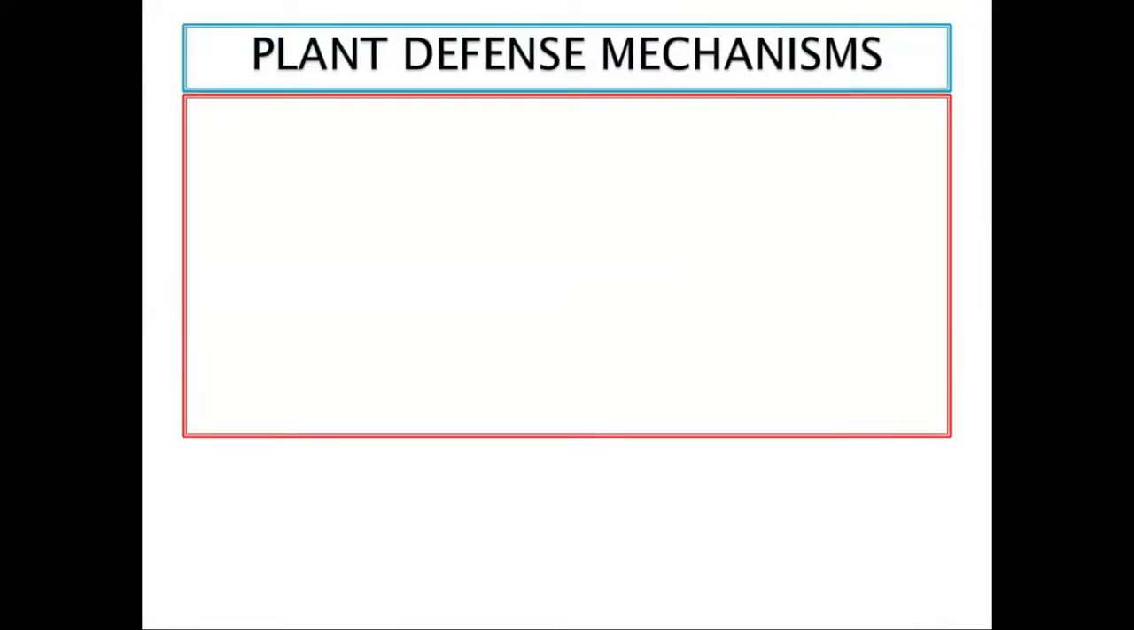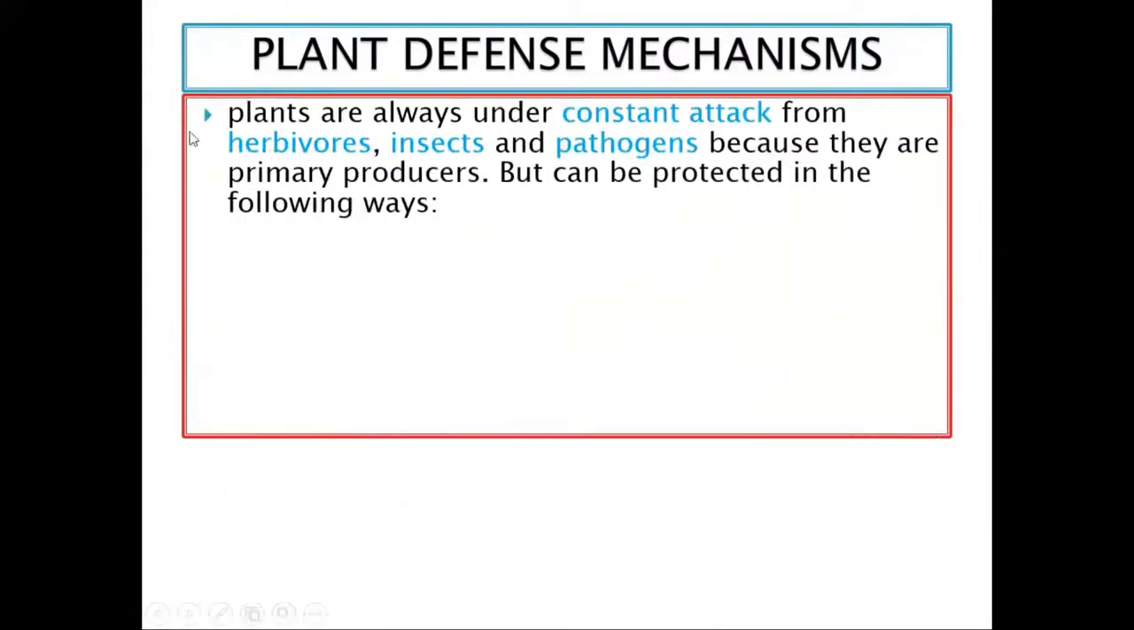So what are some of the defense mechanisms of plants? Plants are always under constant attack. Even human beings attack plants, because they call themselves vegetarians. Yes, you are vegetarians, but you are attacking plants. For example, herbivores, insects, and pathogens. Because plants are primary producers, they can be protected in many ways.